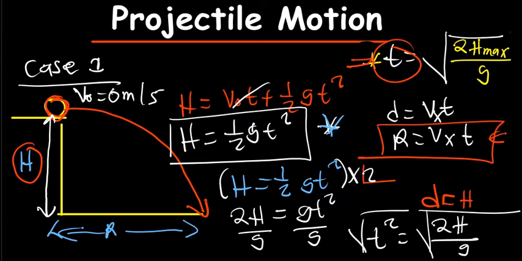But if you are given the initial velocity and they have not given you any diagram, that will be another case which I'm going to show you here.